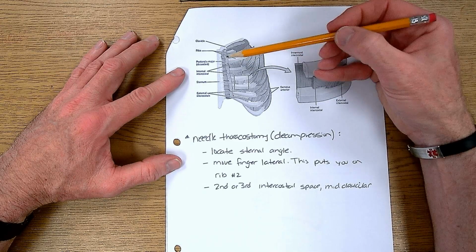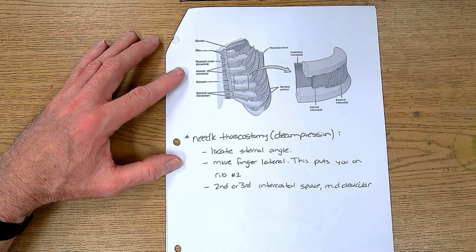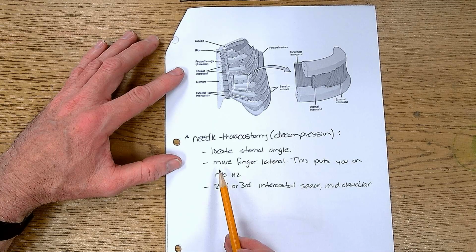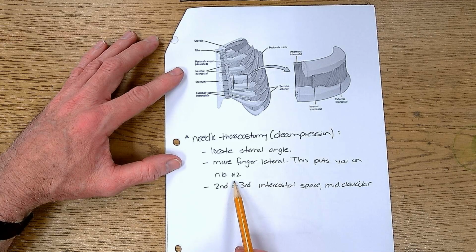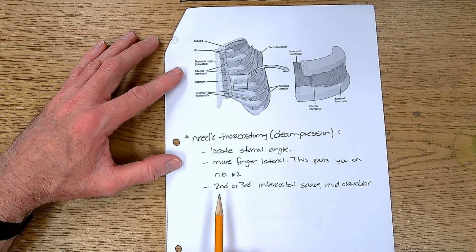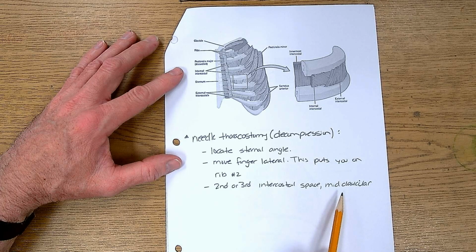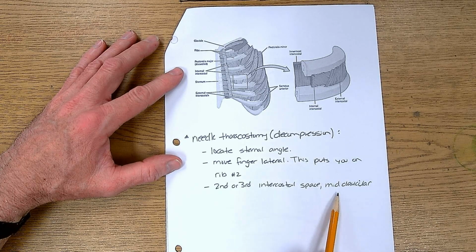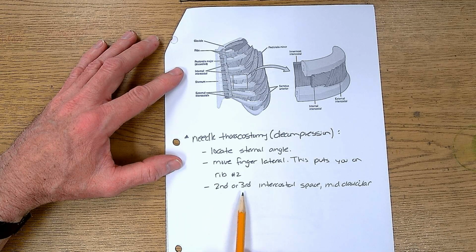Okay, so along the sternum, if you run your fingers up and down your sternum, you're going to feel an angle, you feel a little bump. That is called the sternal angle. When you take your finger and you move it lateral to that sternal angle, that puts you right on top of rib number 2. Now, the location for a needle decompression or needle thoracostomy is either the second or third intercostal space mid-clavicular. Okay, so that means that when we put the needle in, it's going to be either between the second and third rib or the third and fourth rib, mid-clavicular, right smack in the middle of the clavicle.